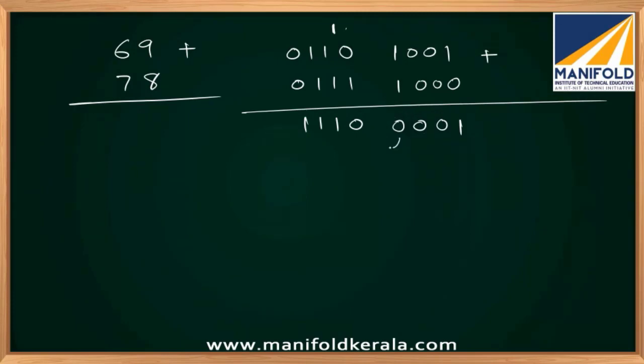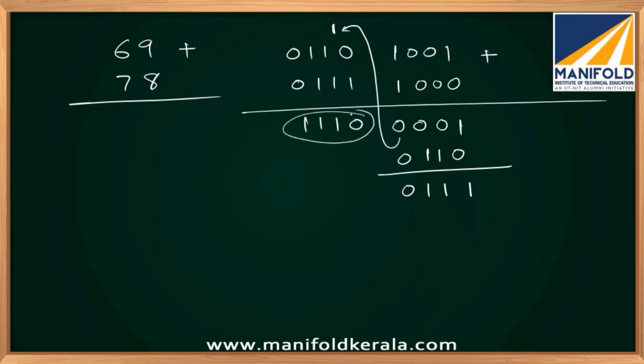Why do you have to add a correction factor here? Please understand, this is a valid BCD symbol, but there is a carry from this position. So you have to add a correction factor of 0110. So what will that result in? This will be 1, this will be 1, this will be 0.